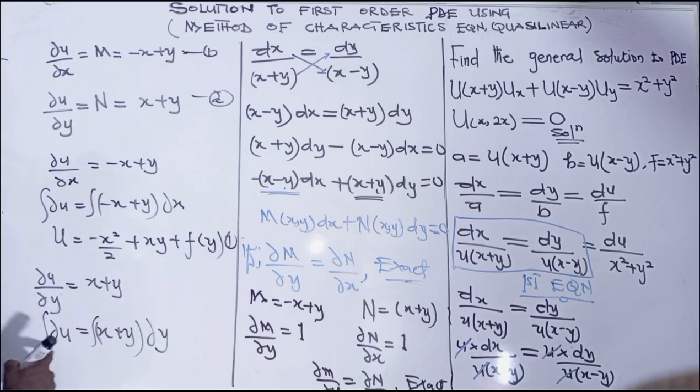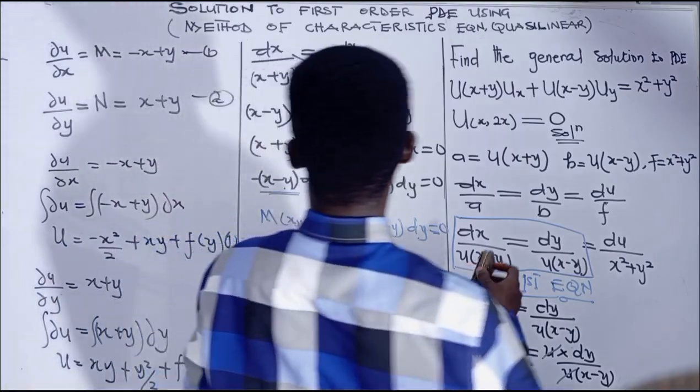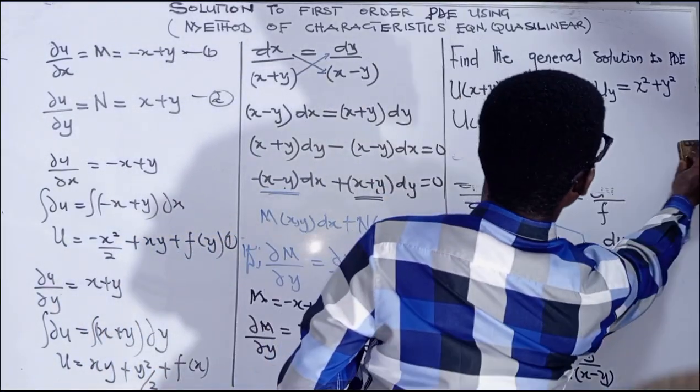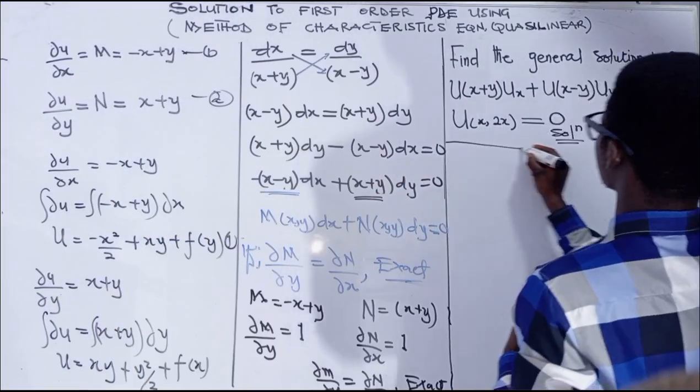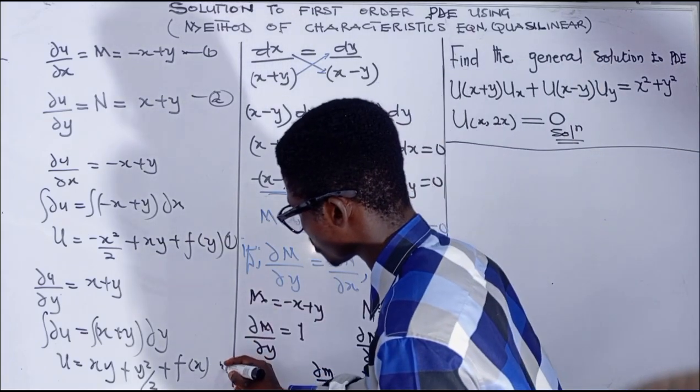If we integrate both sides, we are going to get u is equal to, we are integrating this with respect to y, so we have xy plus y squared all over 2 plus a constant. Any function of x becomes a constant. So we have this. Let's continue from here. So let's call this equation 2.